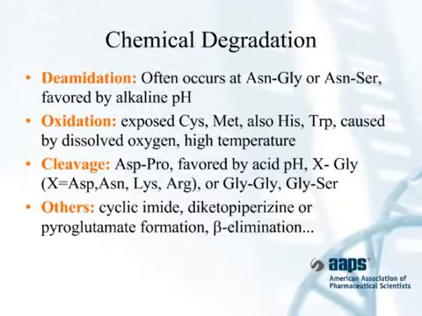We also have to worry about cleavage, and in this case, we're not discussing enzymatic cleavage, but acidic cleavage favored by acidic pH. Sequences such as aspartic acid and proline are susceptible to this type of cleavage. There are also numerous other chemical degradations that can occur, such as cyclic amide and pyroglutamate formation, and beta elimination.